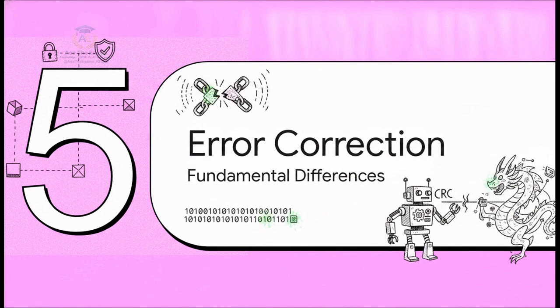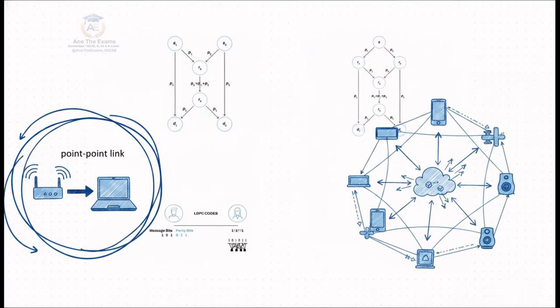Moving to section 5, error correction differences. Just look at the comparison here. Standard LDPC codes, like the ones used in your home Wi-Fi, are strictly for point-to-point links. They add parity bits at the source and basically just ignore the rest of the network structure entirely. But network coding, which is C on the right, actively utilizes those intermediate nodes. It actually re-encodes the data on the fly as it travels through the network.